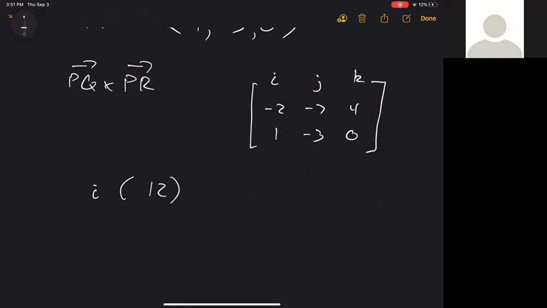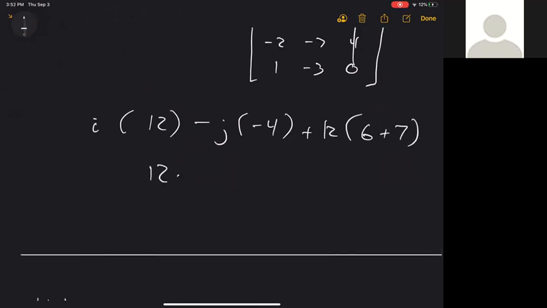Okay. I look at j, I have minus j times -2 minus 0, or -2 times 0 minus 4, so -4, plus k times 6 plus 7. So I have this vector 12i plus 4j plus 13k, which is the same as 12, 4, 13. This is my normal vector.